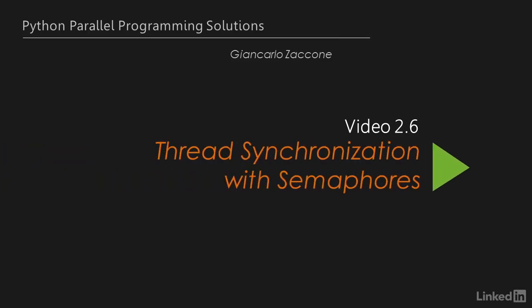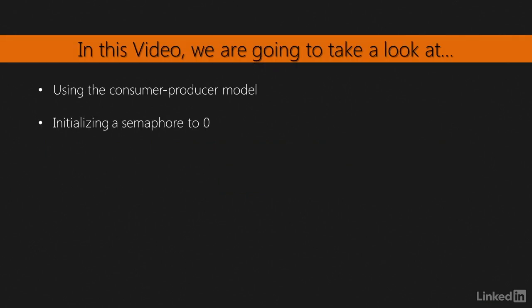In the previous video, we studied thread synchronization with RLock. We move to the sixth video of this section, thread synchronization with semaphores. In this video, we'll use the producer-consumer model and initialize the semaphore to 0. We'll then carry out the synchronization process via semaphores.